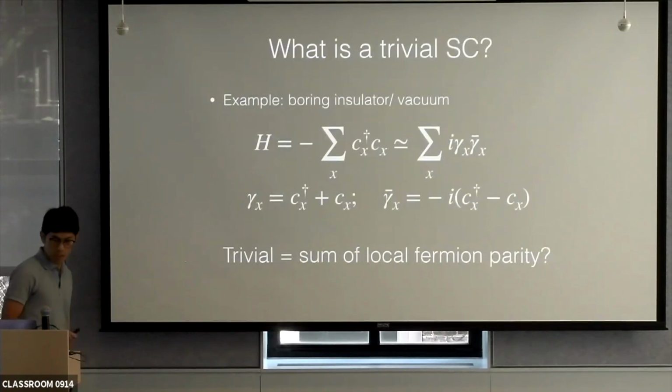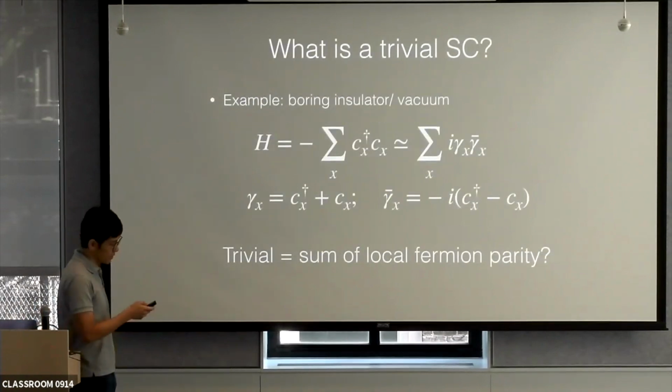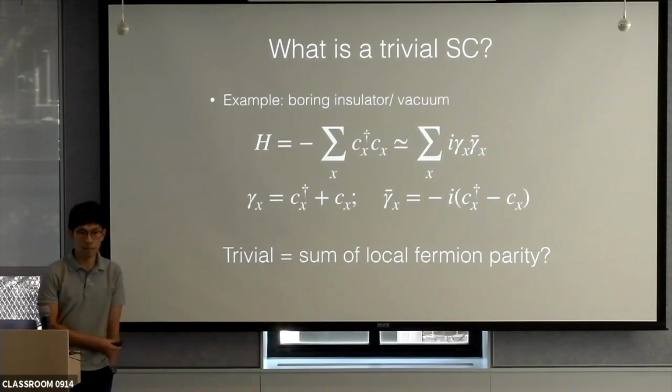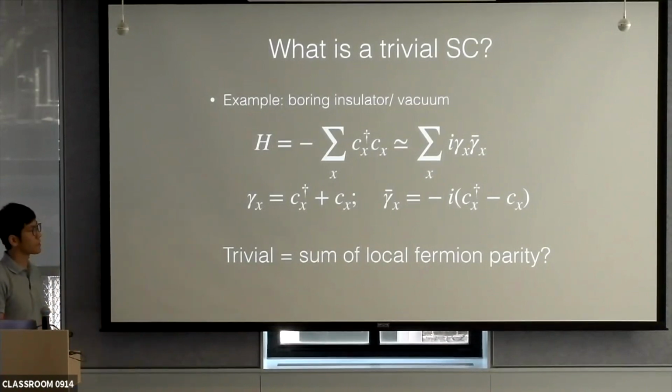So the question is, what is a trivial superconductor? And let me try to motivate a definition by some examples. The first example will be just a boring insulator or just a vacuum. So I'll write down my Hamiltonian. It's just the chemical potential, basically.